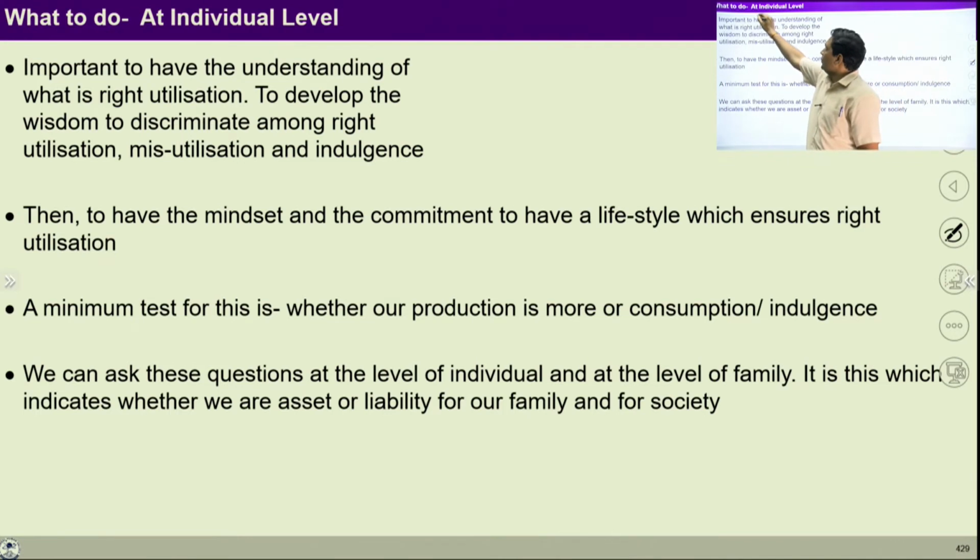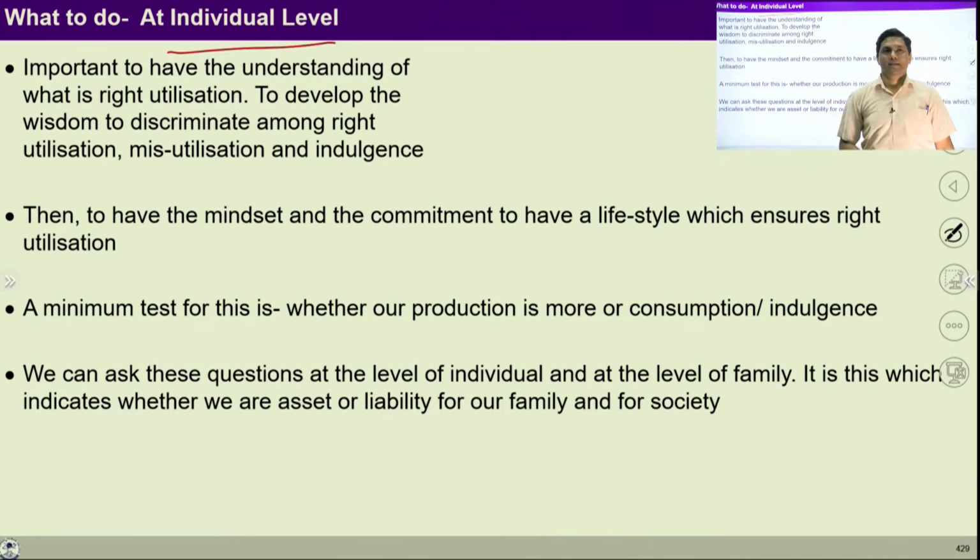Then what can we do to ensure this right utilization? It is very important. So before I continue this lecture, you can take a pause and ask yourself, what can be done at the level of individual? What could be done at the level of family? What could be done at the level of society to ensure right utilization of this self, body and physical facilities?